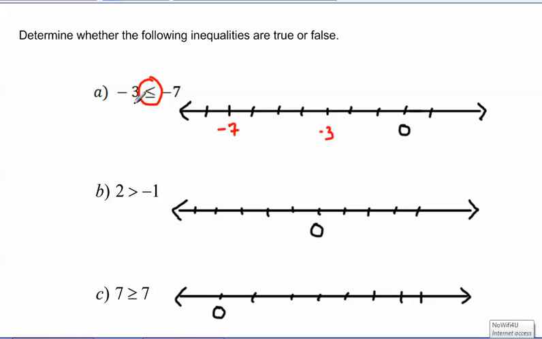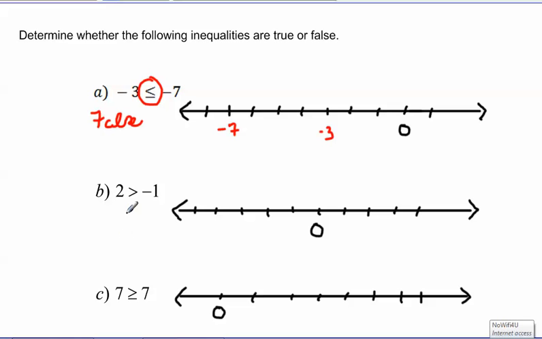So if this is saying that -3 is less than or equal to -7, that would be saying that -3 is to the left on the number line of -7. But we can see that that's not true. We can see that -7 is actually further to the left than -3 is. So this would actually be a false statement. Okay, so that one is false.